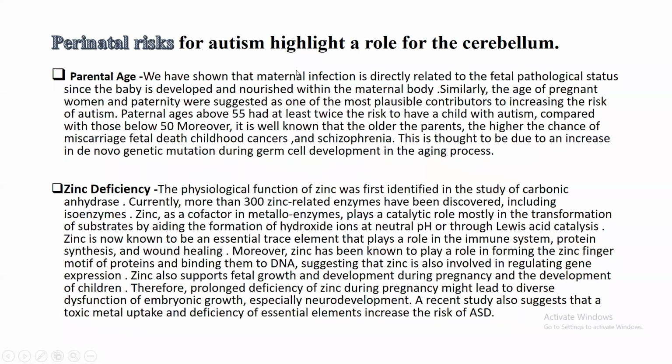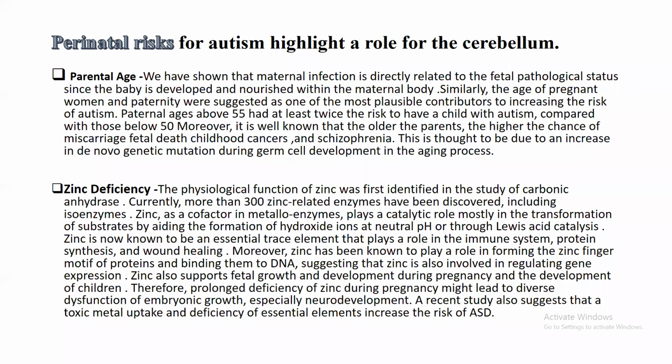Prenatal risks for autism highlight a role for the cerebellum. I explained there are two risks, prenatal risk and postnatal risk. So what are the basic prenatal risks? Prenatal age is important. We have shown that maternal infection is directly related to the fetal pathological status, since the baby is developed and nourished within the maternal body.